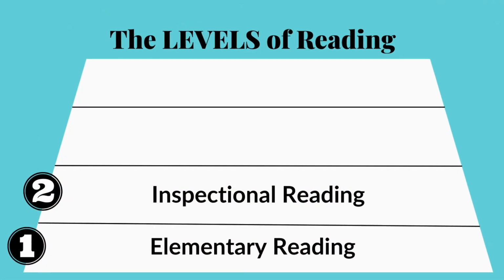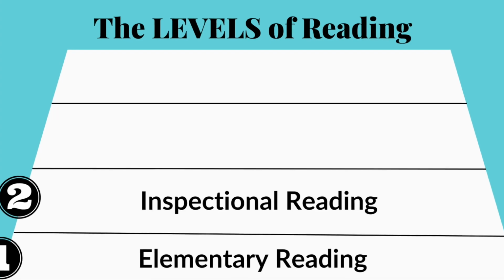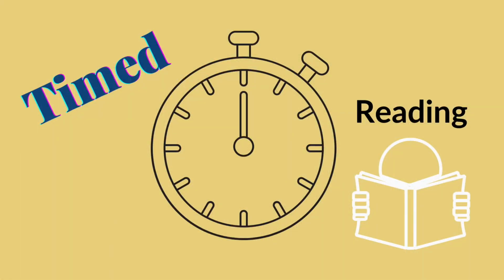The second level of reading they isolate is inspectional reading. This is the type of reading you have to understand if you're under time constraints. So you may remember practicing this in school or maybe being tested on it. Maybe you're given 15 minutes to read a long article and then try to regurgitate everything that you remember about it or try to answer questions about it.